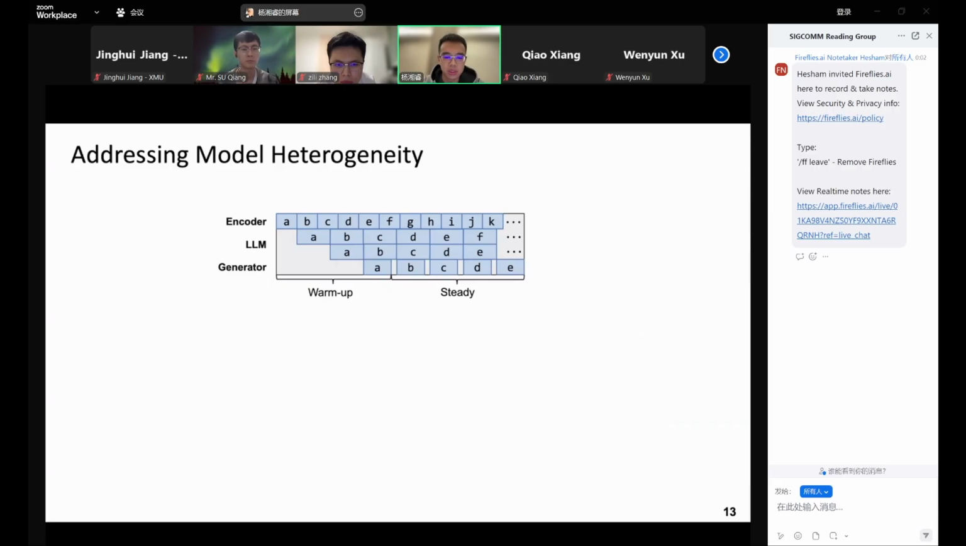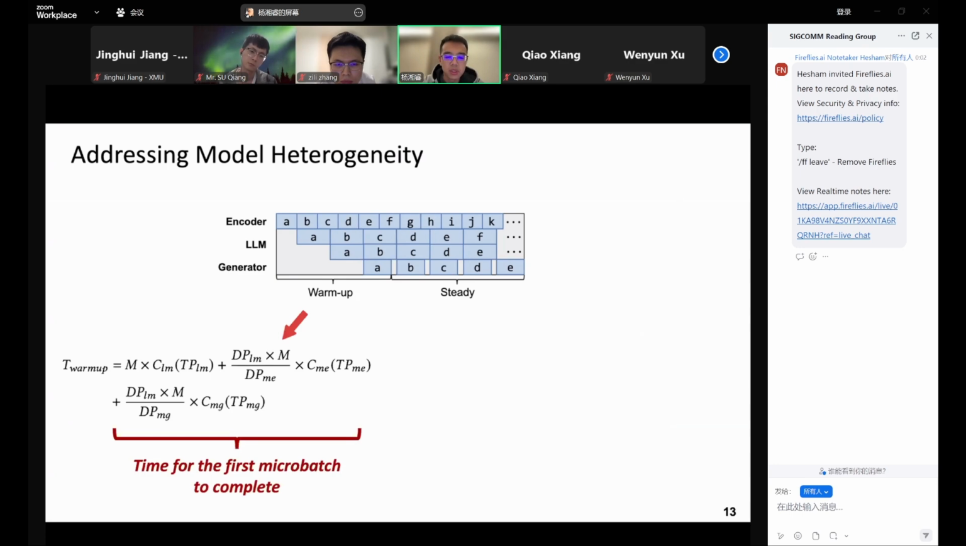This work breaks down the training process for a batch into two distinct phases, as illustrated in the pipeline diagram: the warm-up phase and the steady phase. In the warm-up phase, T warm-up is the latency for the first micro batch to complete its journey through all stages of the pipeline. As the first equation shows, this is simply the sum of the computation time for the encoder, the LLM, and the generator.